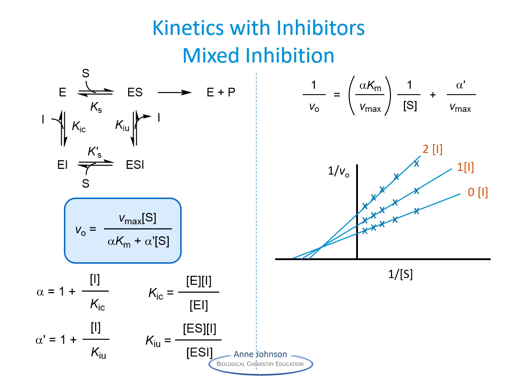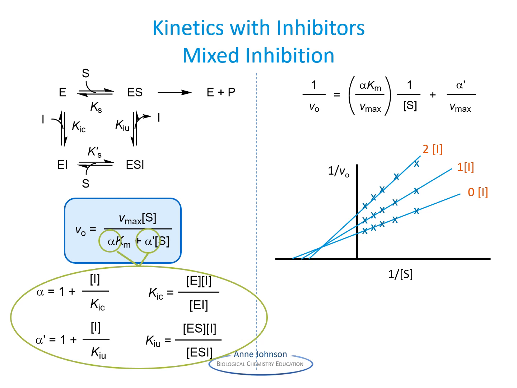Recall that for mixed inhibition, the inhibitor can bind to either free enzyme or to the ES complex. Therefore, both the Vmax and Km will be affected. The Michaelis-Menten equation incorporates both of these effects. There are two inhibition constants here, KIC for formation of the EI complex and KIU for formation of the ESI complex.